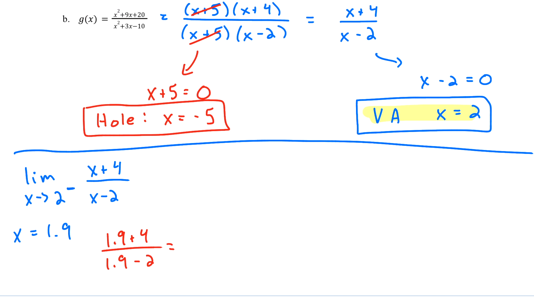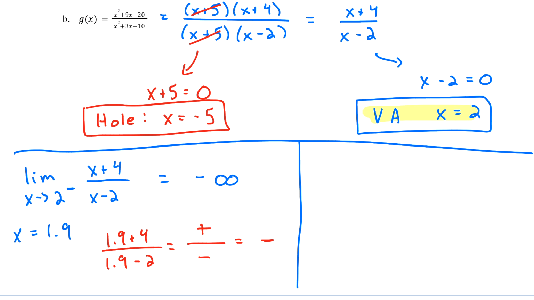So if I look at my numerator and say 1.9 plus 4, if I add those two positive numbers, I know I'm going to get back another positive number. You can figure out the exact number if you want, but for us right now, it's really just the sign that matters. In the denominator, 1.9 minus 2, when I subtract those two, I'm going to end up with a negative. So a positive number divided by a negative number would give me a negative number. So that means that for this left-hand limit, this must approach negative infinity.